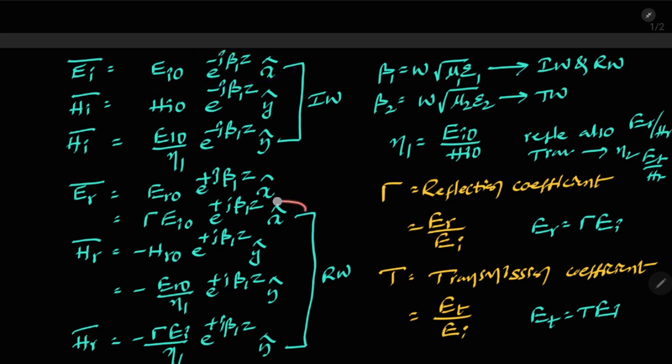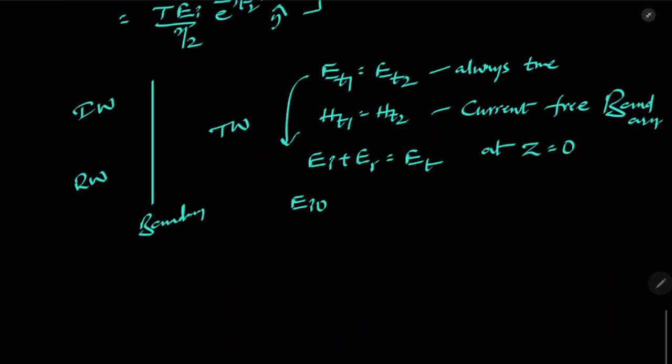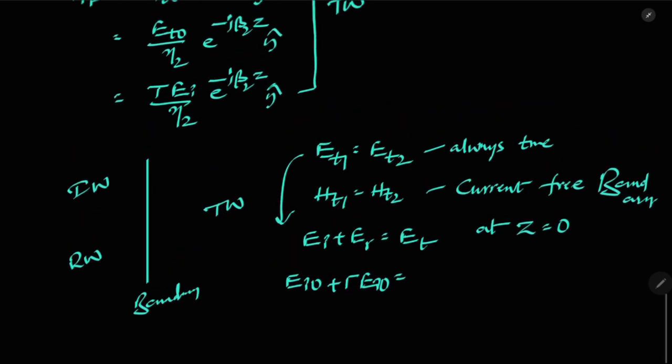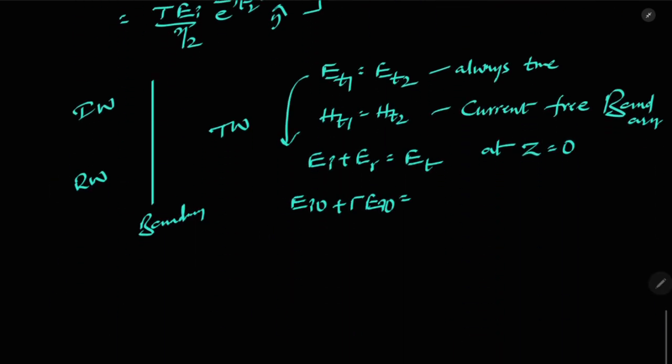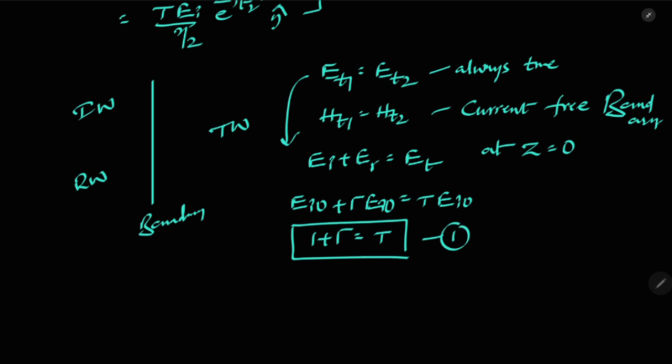If you take Er, by taking z is equal to 0, we will be having gamma into Ei naught. So Ei naught plus gamma into Ei naught is equal to, in case of the transmitted wave, what is the E bar? We have tau into Ei naught, and you can take z is equal to 0. So you will get only tau into Ei naught. Ei naught you can take common on the left side and it will be cancelled, so that we are getting the equation 1 plus gamma is equal to tau. This is one result. You can take this as equation 1.